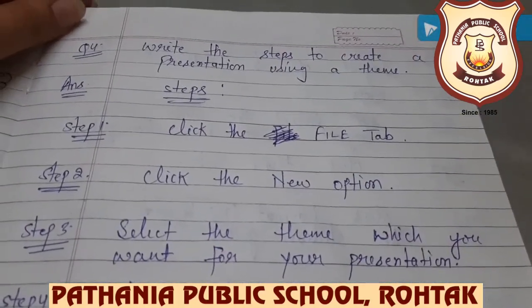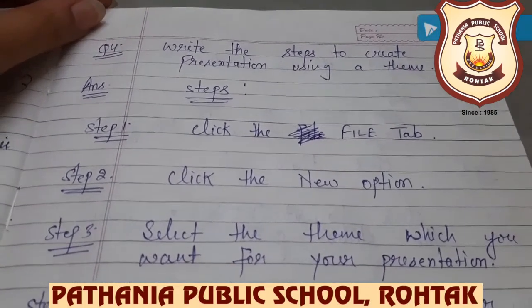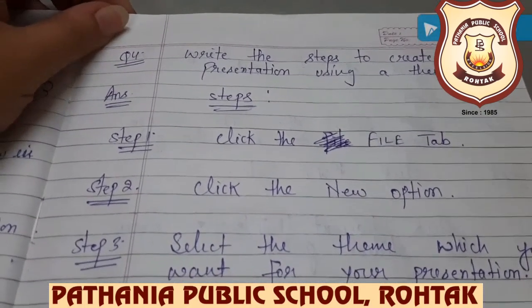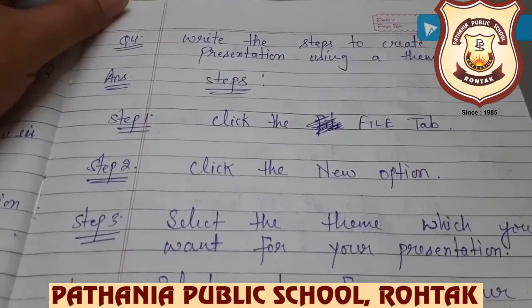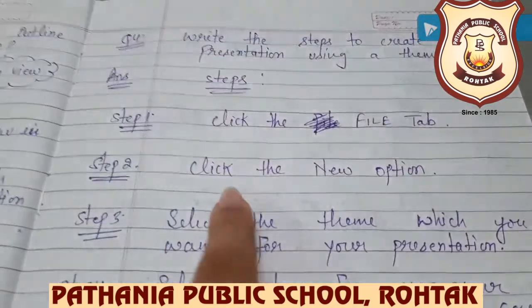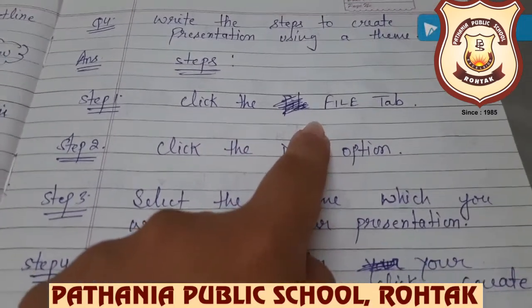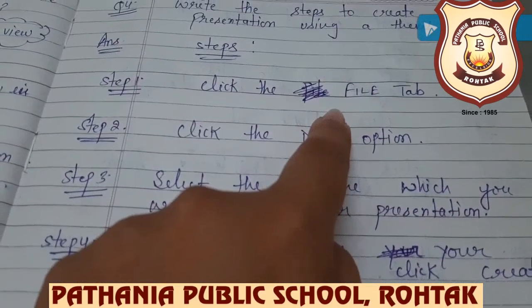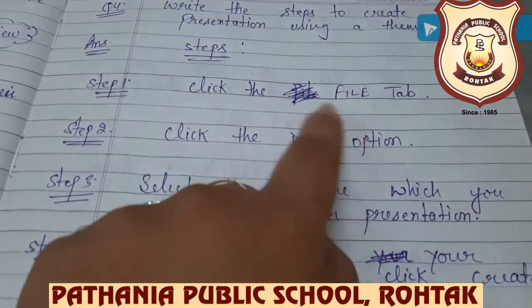Now the fourth question is, write the steps to create the presentation using a theme. Yes, what are themes? Themes are some pre-designed formats which have already been made in our system or in our PowerPoint presentation software. So the first step is, click the file tab. You have to click the file tab. The file tab किस में होता है, ribbon में. Ribbon is the collection of so many tabs. You have to click on the file tab.